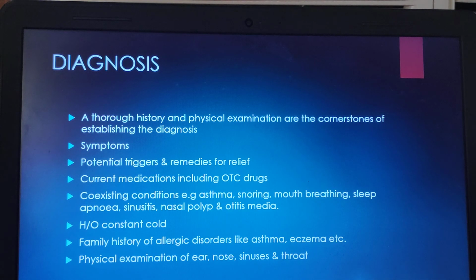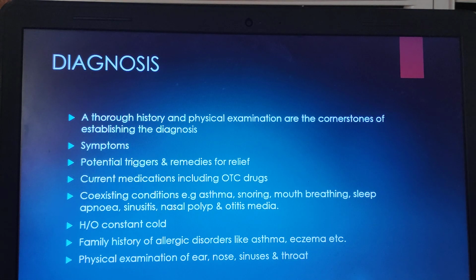Also, most of these patients take medications primarily through the OTC route. They go to a pharmacist shop, they buy the medicines. So all such things may help in the diagnosis of allergic rhinitis. There could be certain coexisting conditions like asthma, snoring, mouth breathing, sleep apnea, sinusitis, nasal polyp, otitis media. All these chronic illnesses are coexisting problems. They can also help in the diagnosis of allergic rhinitis.